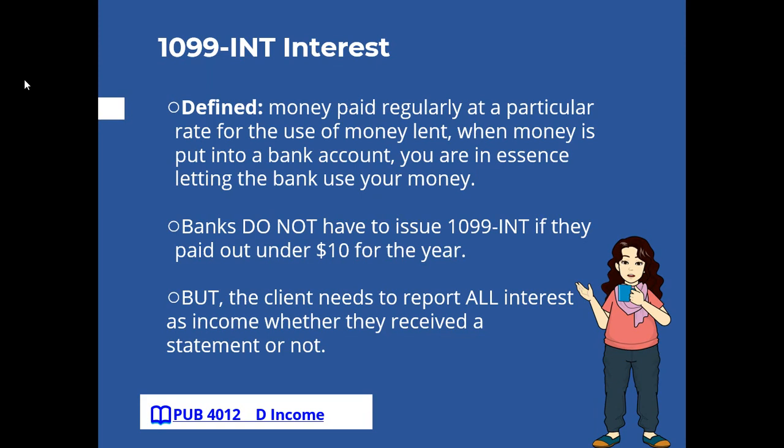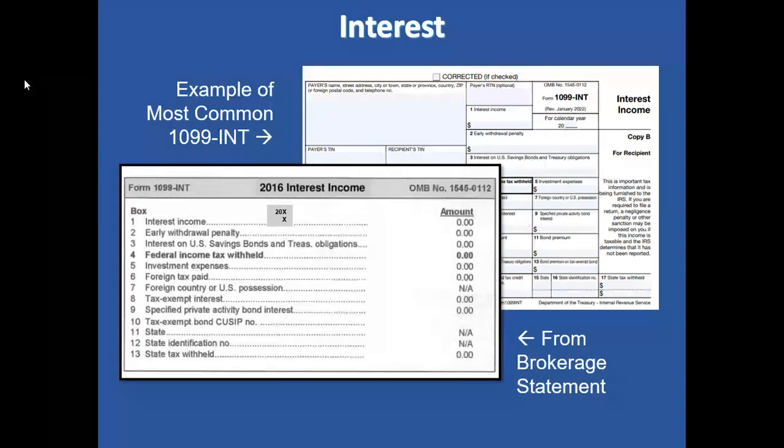Just because somebody's sitting in front of you and they don't have an interest statement, you are still required to ask them, did you have interest in a checking or savings account, even if you don't have a form? The most common type of interest form that we see is the 1099-INT. It looks like what you see here on the screen, but they can look different as well. These are just the common types. Again, make sure it's for the right tax year and for the right person before you put it on the return.